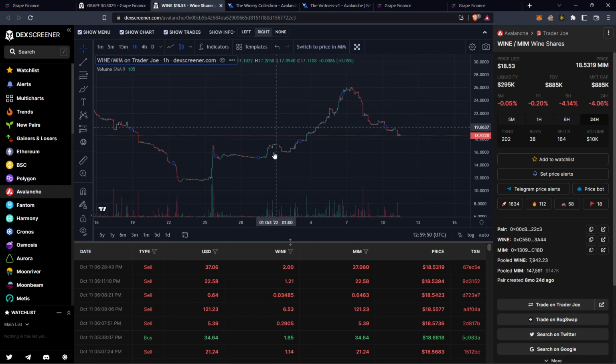Always have some dry powder on the side so that you can buy all of these dips. There are a few things that are going to be coming that will help both Grape as well as Wine. The team is doing a lot of things behind the scenes.